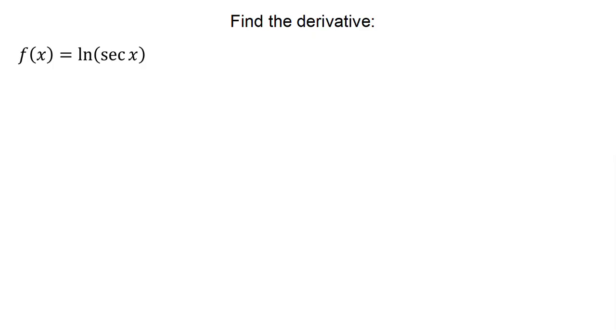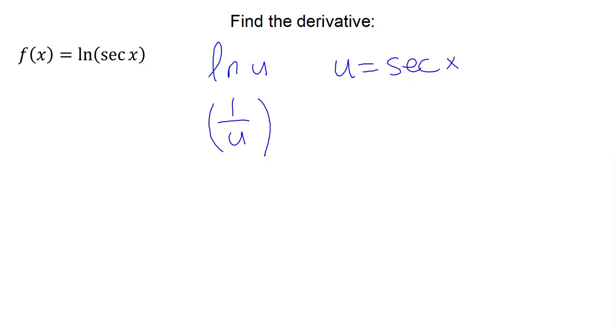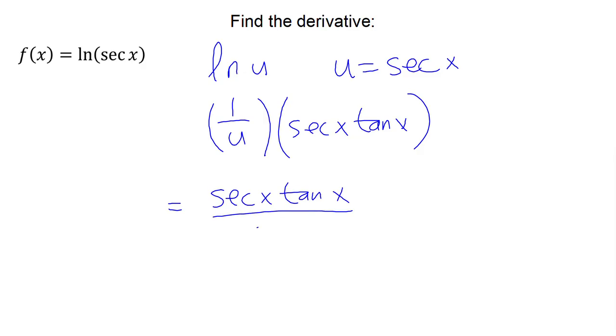For number 4 here, we've got the natural log of the secant of x. Again, that's going to be natural log of u with u equal to secant of x. So we'll take the derivative of natural log u, which is 1 over u, and we'll take the derivative of secant x, which is secant x tangent x. When we put this all together, we end up with secant x tangent x divided by u, or divided by secant x, which cancels out and just becomes tangent of x.